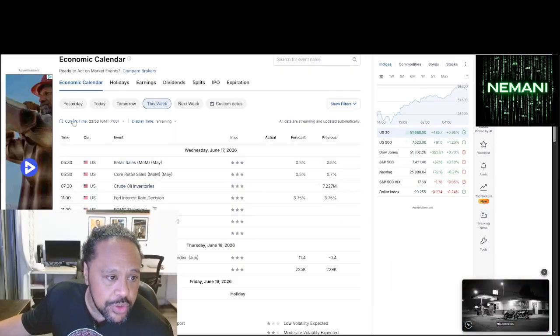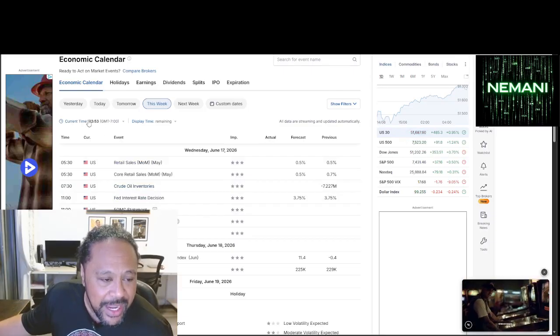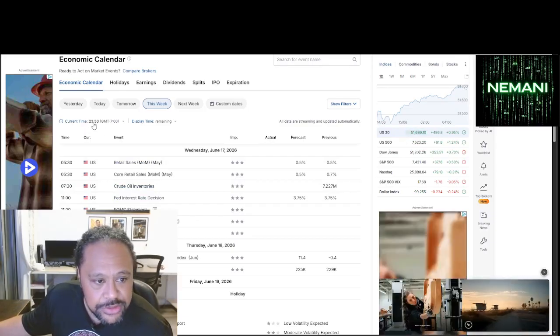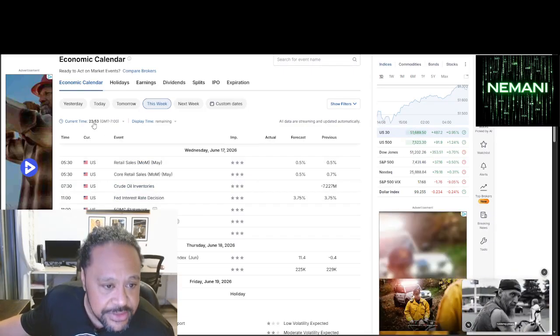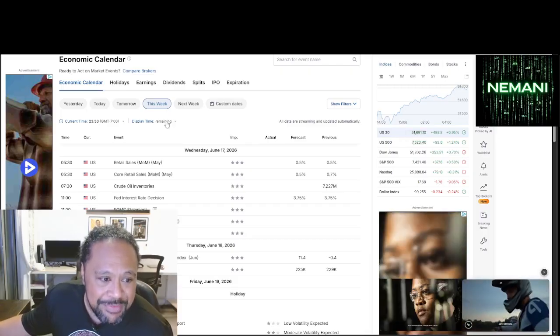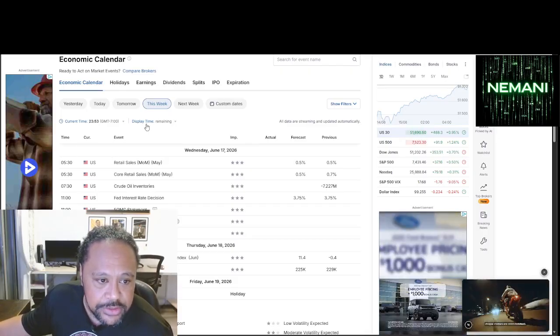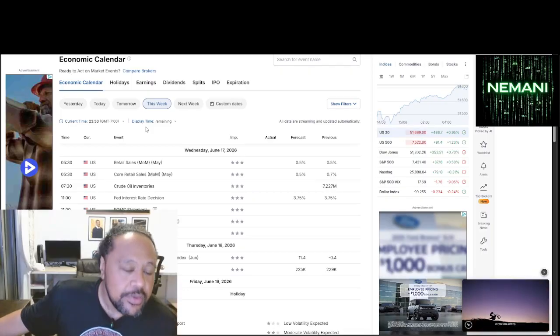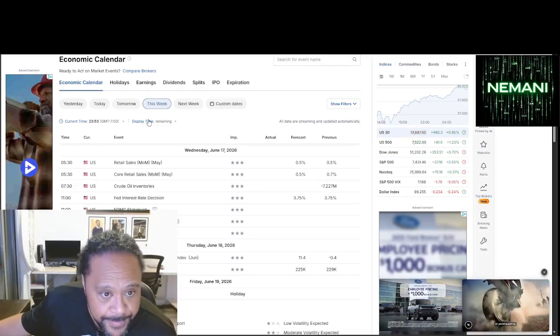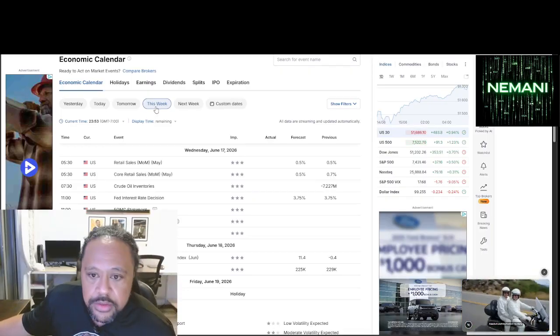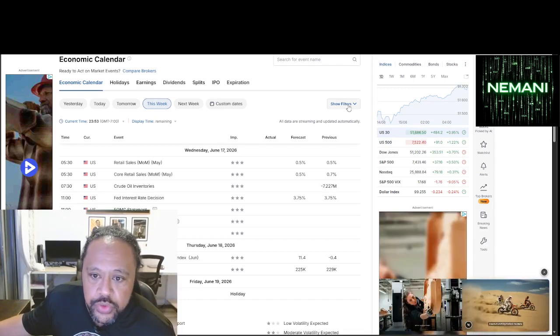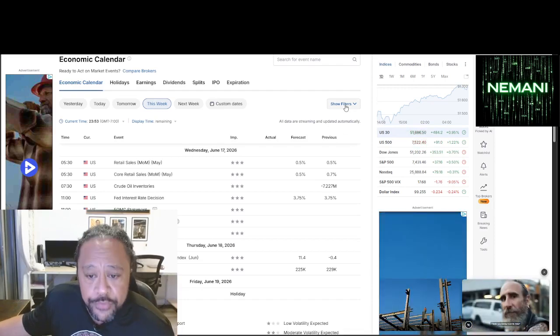What we do here is set the time to the LA area, so it focuses on Pacific Standard Time. For display time, I put remaining, which tells you the countdown until the event is about to start. And then I check the week, because I want to focus on the week. Then I go to where it says show filters.